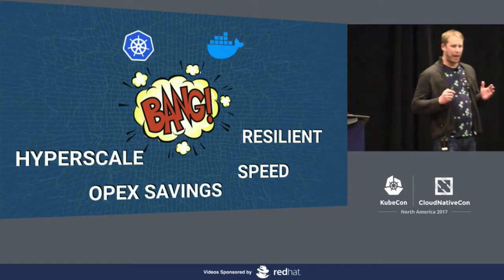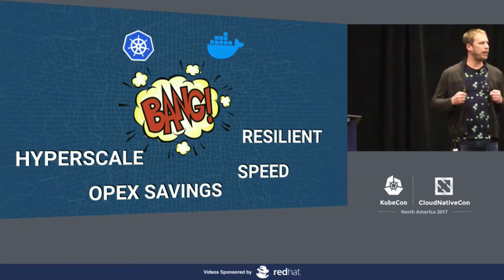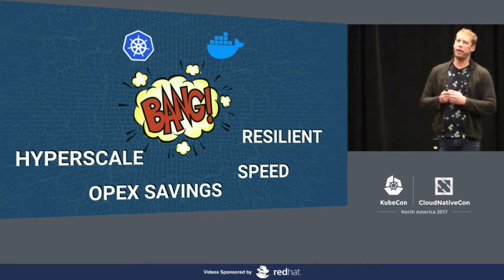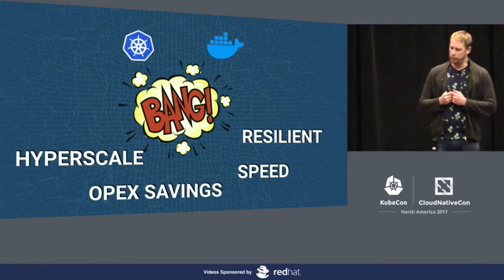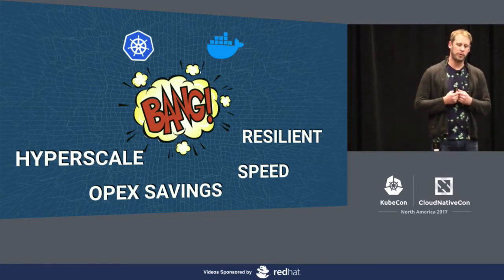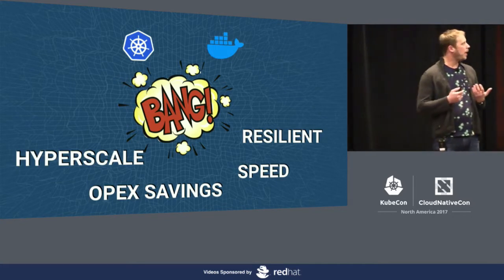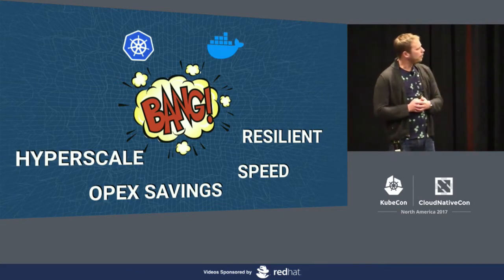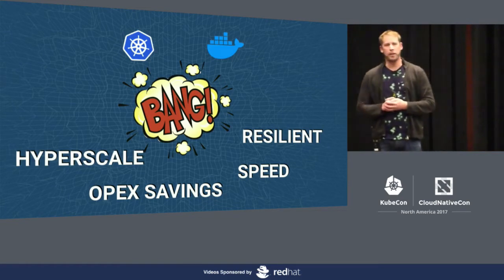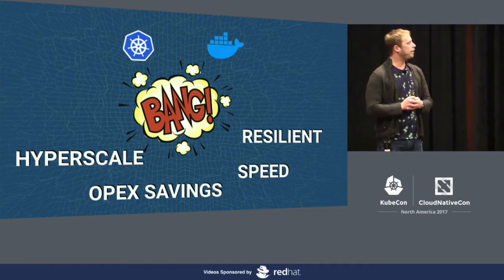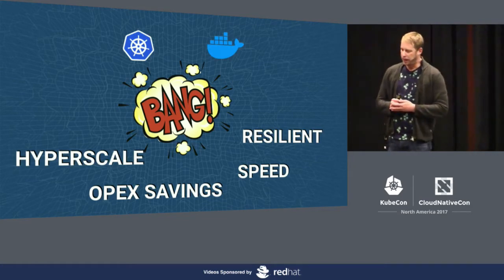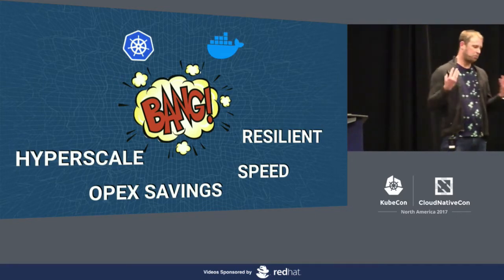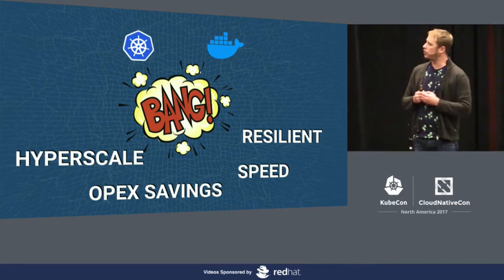It all started with a big bang, when Kubernetes and Docker were released open source to mankind, and suddenly literally everybody was able to develop cloud-native applications. Those applications have common properties like being hyperscalable and resilient to failures. They sometimes provide OPEX savings due to higher resource utilization and more ops automation. And you can develop at a higher speed with shorter release cycles. So these are huge advantages of such cloud-native applications.